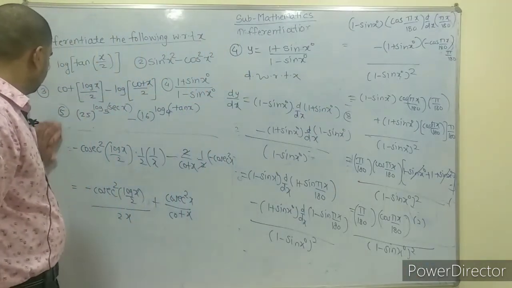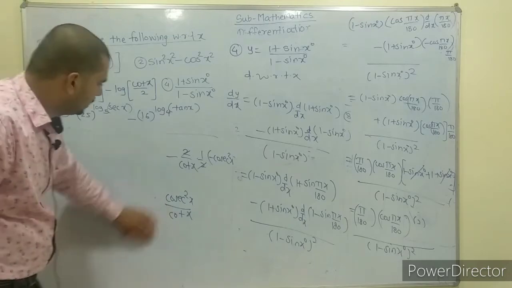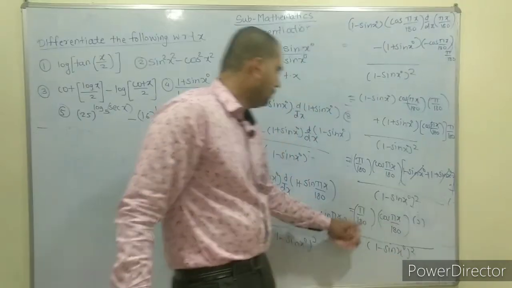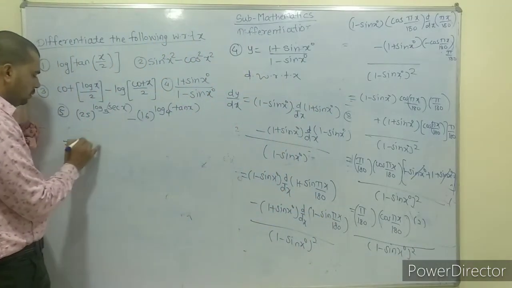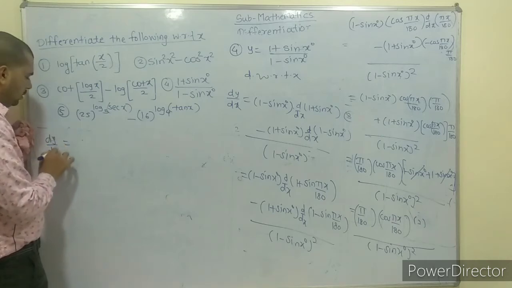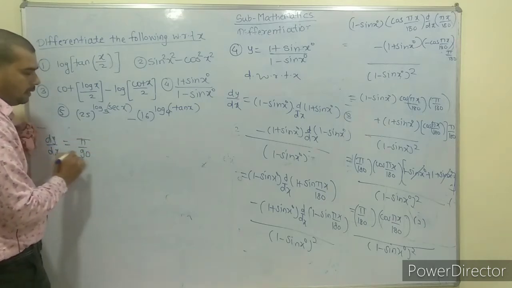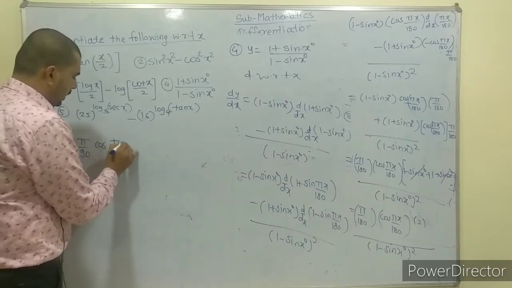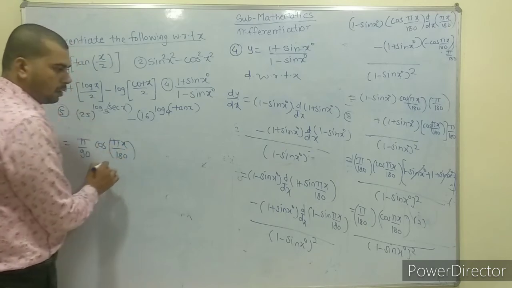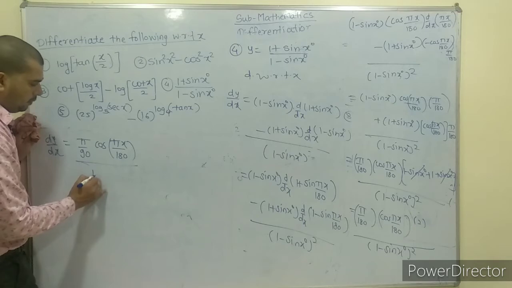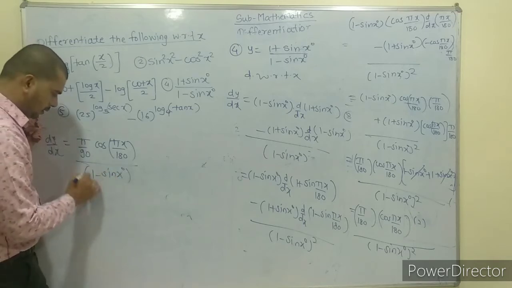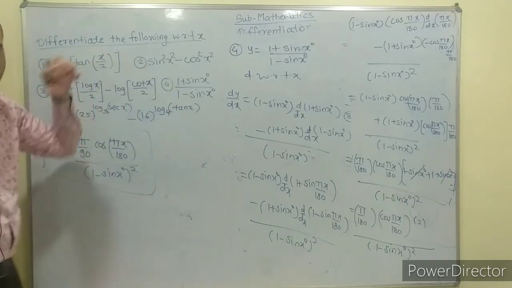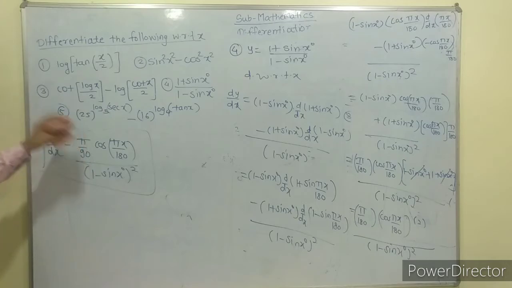So my final answer is: we divide this 180 by 2, so pi by 90. This is equal to dy by dx equal to pi by 90 into cos(pi x upon 180) divided by (1 minus sin x degree) whole square. This is the derivative of our fourth function. Now we solve the last example, the fifth.